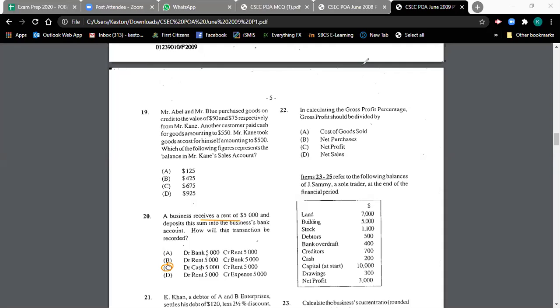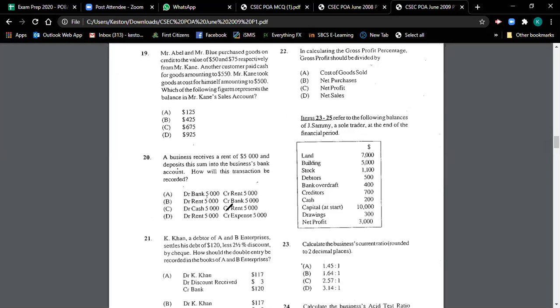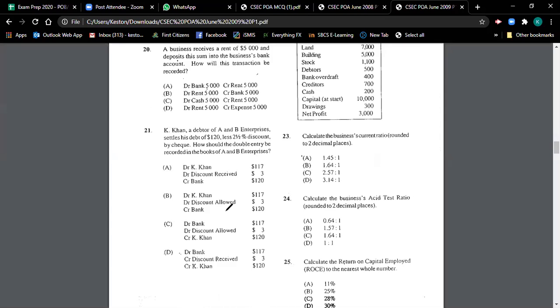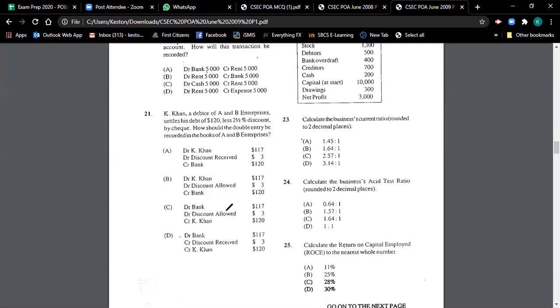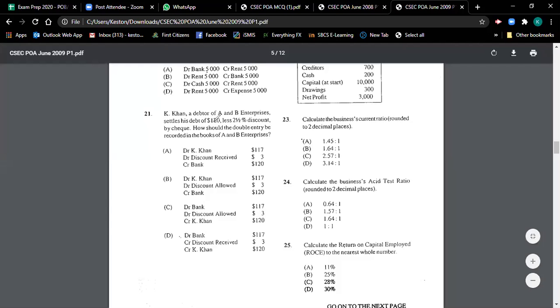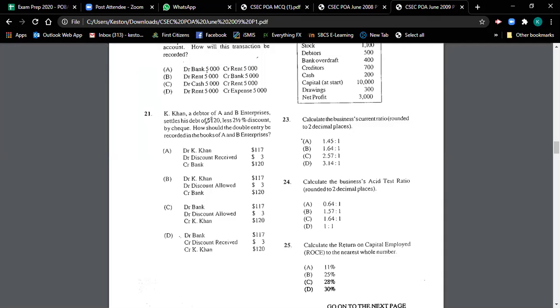Deposits the money into the bank account. Alright, right to be sure. Put it in the bank. So E. Debit bank, credit rent. Makes deposits the sum into the business bank account. Very good. Pay attention to those little things. I know a lot of the questions now you guys would have seen before. Don't rush the answer because sometimes you might have just changed a little thing in there that you didn't account for or didn't pay mind to.